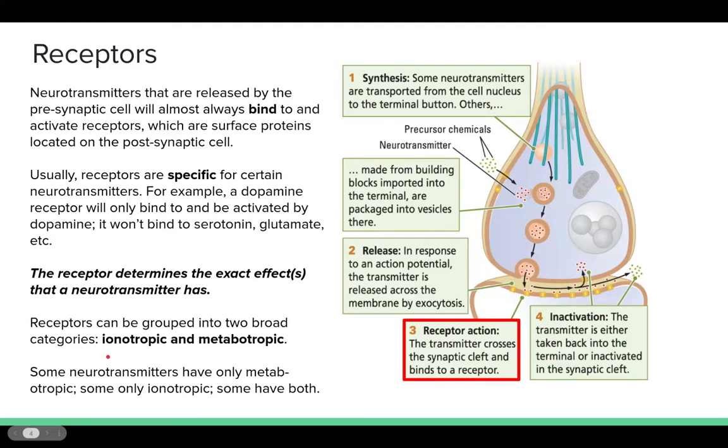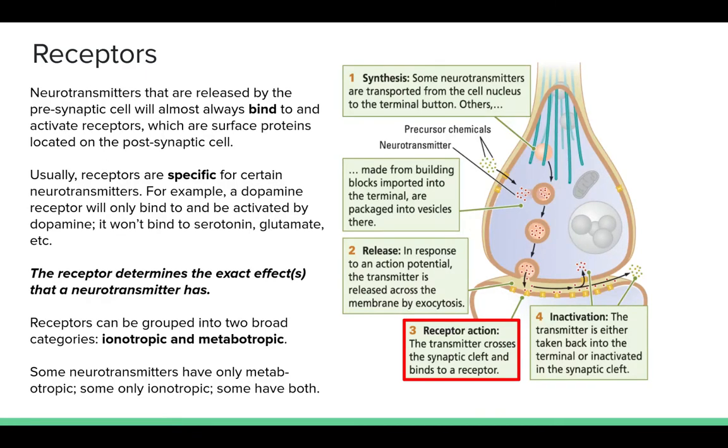Now, for some neurotransmitters, the only receptors that they will bind to are metabotropic receptors. Other neurotransmitters may only have ionotropic receptors to bind to, and in some cases there are neurotransmitters that will bind to both a metabotropic kind of receptor and an ionotropic kind of receptor. I'm going to give you some examples of all three of those cases. First off, though, we want to define what ionotropic and metabotropic are.